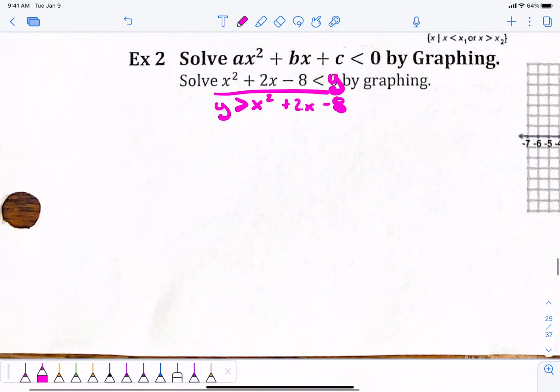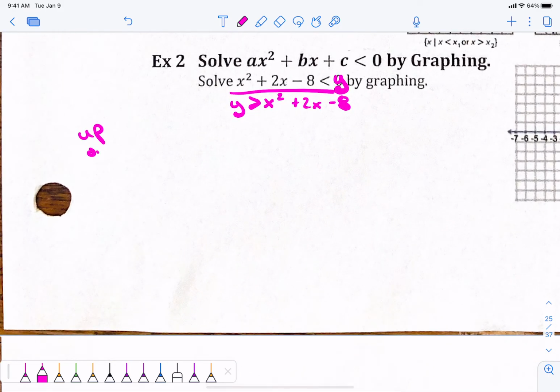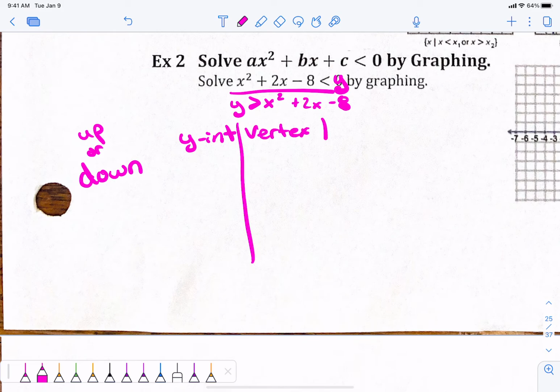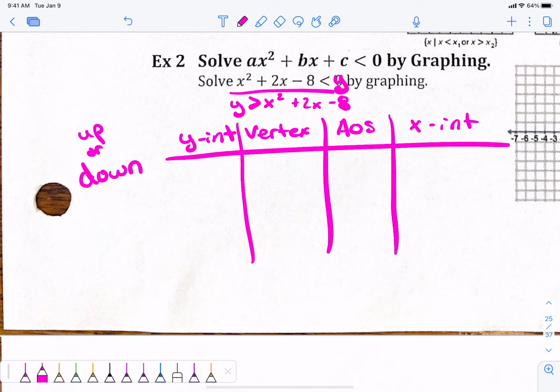And let's write out our things. So I'm going to do up or down. Let's do the y-intercept. Let's do the vertex. Let's do the AOS. Let's do the x-intercepts. And again, on the homework assignment, you don't have to do all of these, but you do have to do enough to get you the graph, right? So I would at least always do the y-intercept because those are the easy ones, right?